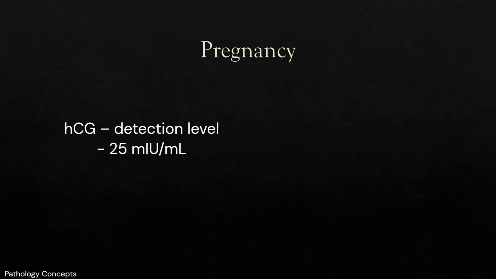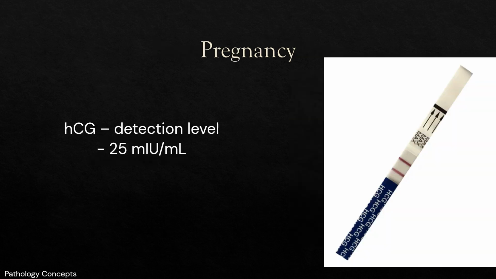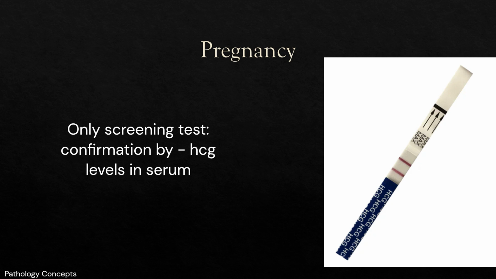Pregnancy. The card detects HCG. The detection level is 25 milli-international unit per ml. It cannot detect the presence of HCG fragments or free subunits. The ectopic pregnancy cannot be distinguished from the normal pregnancy by HCG measurement alone. The test result should be confirmed using quantitative HCG assay prior to performance of any critical medical procedure.